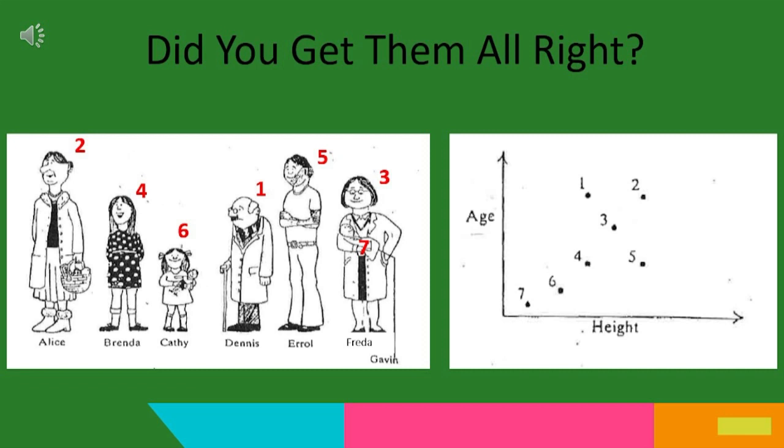Now let's make a comparison between Dennis and Alice. Remember, Dennis is represented by the point 1 and Alice is represented by the point 2. Their point is the exact same distance above the x-axis also. So that means that Dennis and Alice are the exact same age. The only difference is Alice is taller than Dennis, which means what? That's right, she's further along the x-axis, away from the origin.